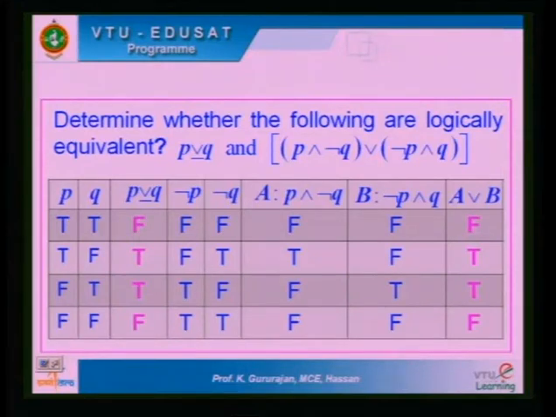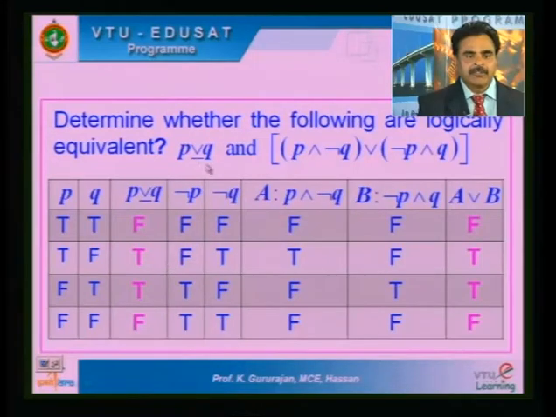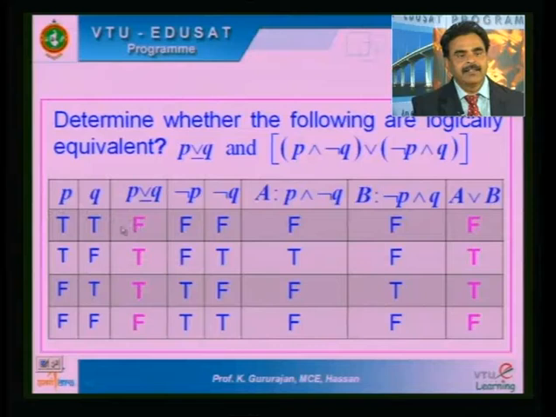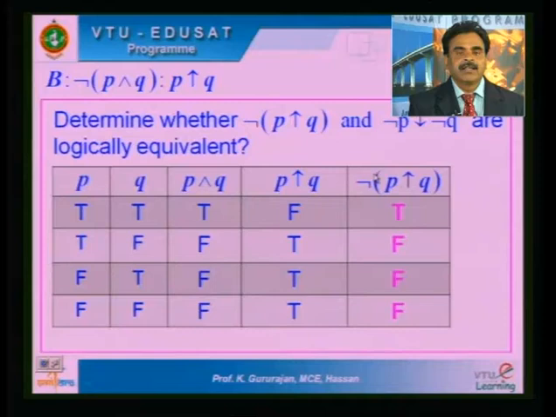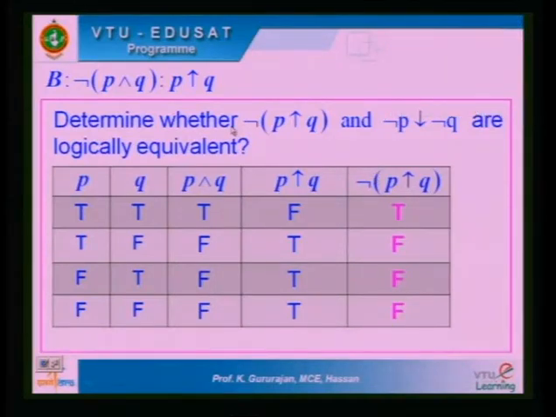Maybe with some more examples, we find out by constructing the truth table of P exclusive or Q, and P and negation Q. You can find that these two are logically equivalent to one another. So, one more problem I would like to explain: negation of P and Q, and negation P or negation Q are logically equivalent.